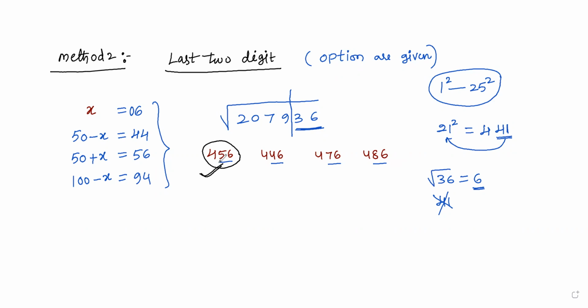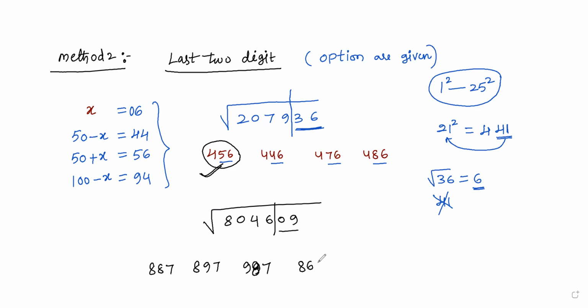Okay. So let me take another one. Square root of 804,609 is there. Let me give the options: 987, 67. Okay, these are the options randomly. Now 09 is there. The square root of 09 will be 3. So we can directly take the x value as 3.